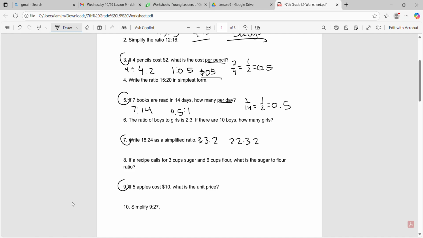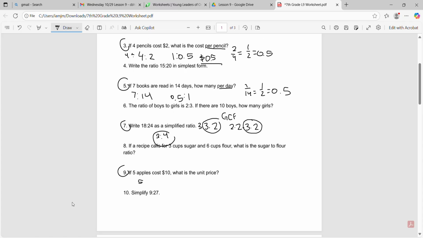You can see both sides have a 3 and a 2, and there's no more same multiplication within the numbers. So 3 times 2 is 6. This is our greatest common factor. Take 6 out, divide both sides by 6, and you get 3 to 4. That's your simplified ratio.